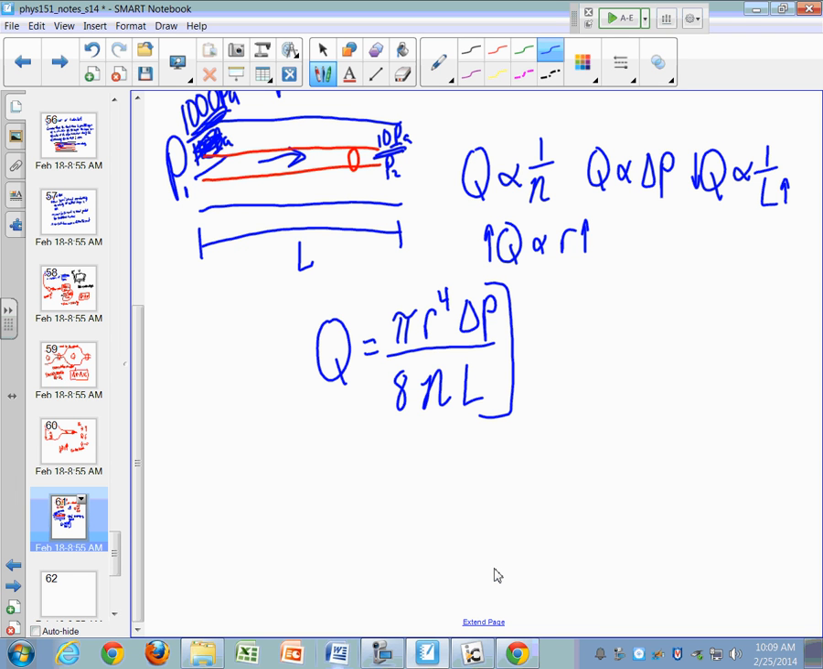For example, if I increase the radius, it's going to increase the flow rate. If I make my pipe bigger, it's going to be easier to push fluid through it. If I increase my pressure differential, it's going to increase my flow rate. If I increase my length, the flow rate will decrease, because it's harder to push fluid through a longer pipe. And if I increase the viscosity, likewise, it's going to decrease my flow rate. If I'm trying to push water and then oil or maple syrup, I'm going to get a lower flow rate given all those other things the same.